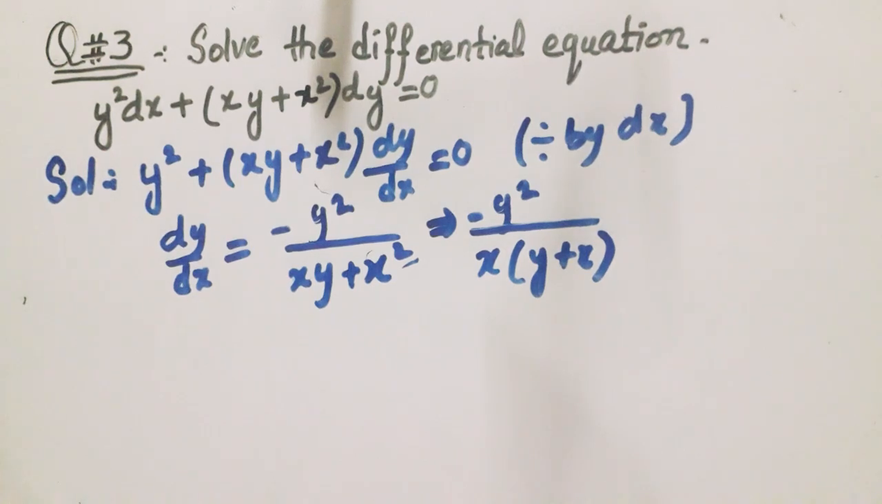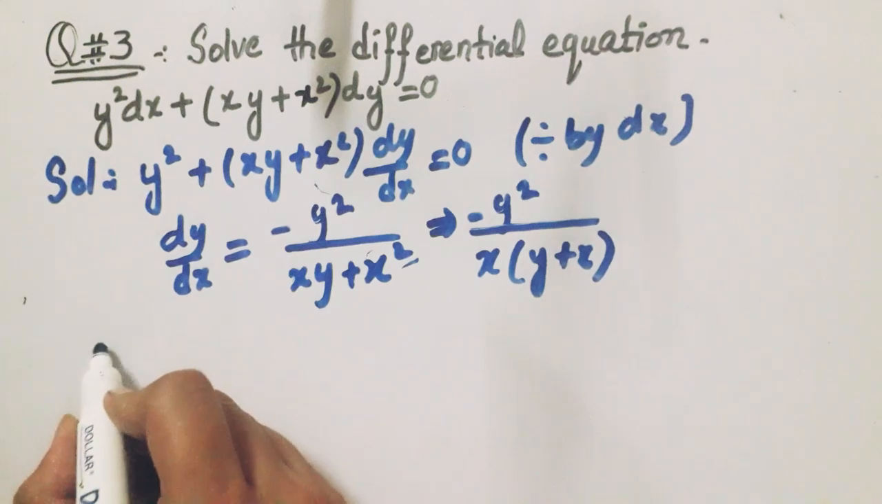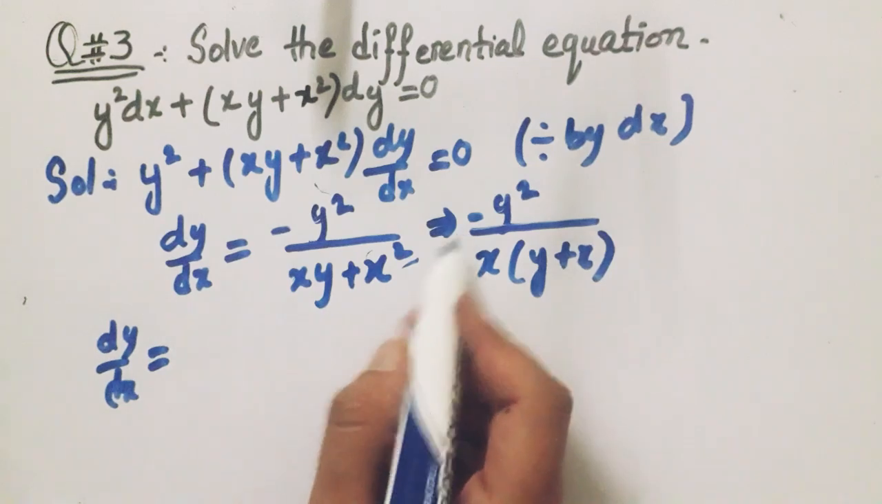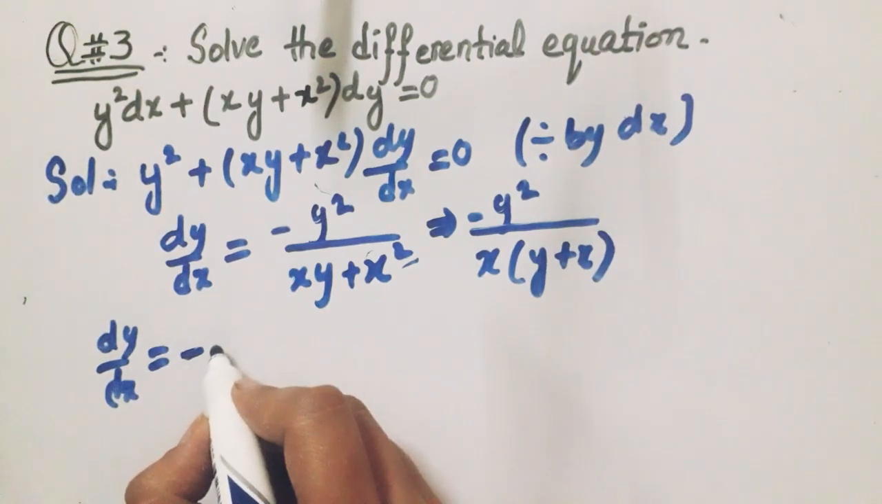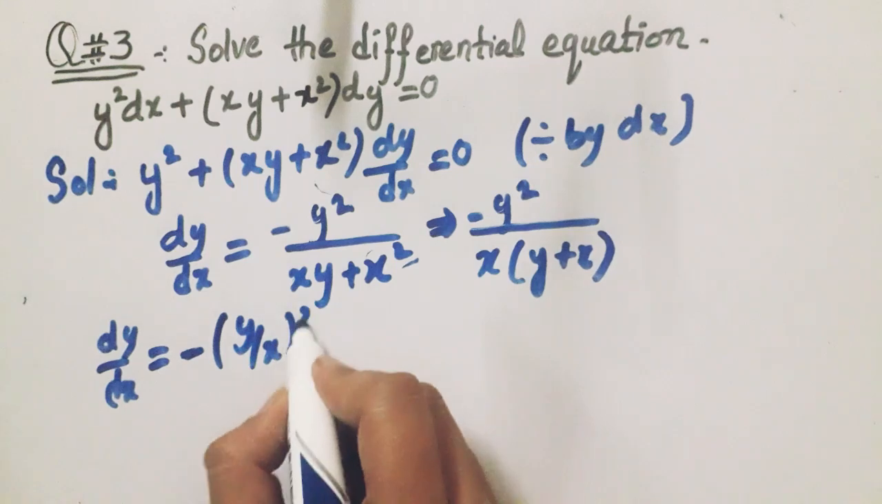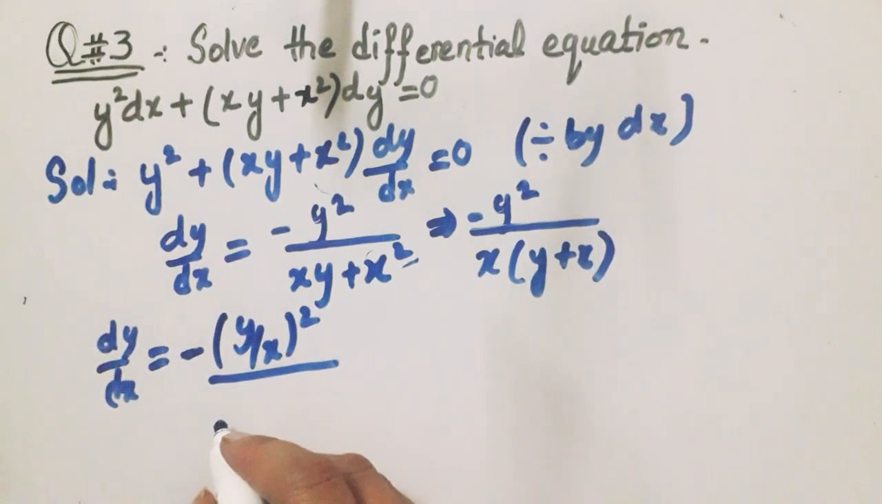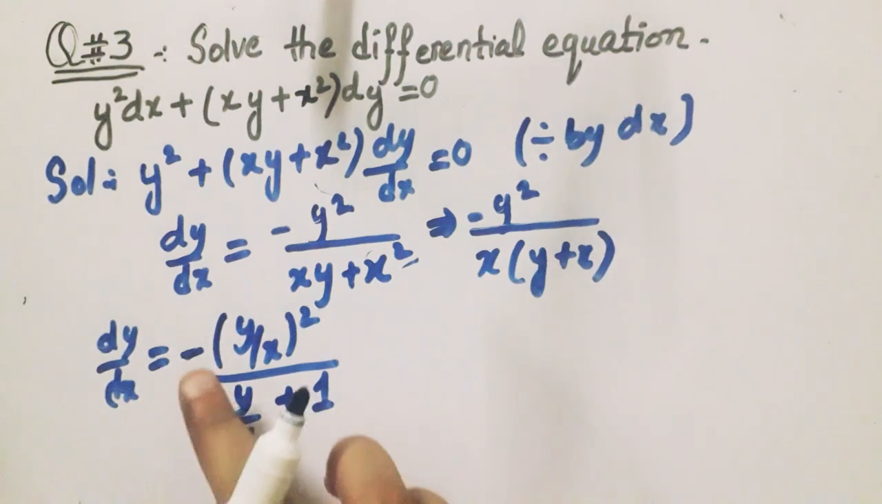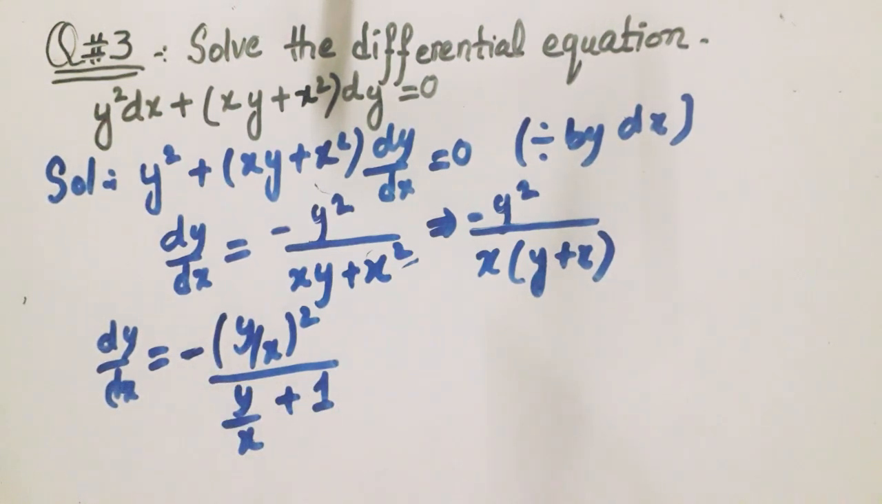So after simplifying this, in the next step, we will simplify this more. dy/dx is equal to minus y/x squared, and then this will be y/x plus 1. We have just taken all of this in the form of y/x.